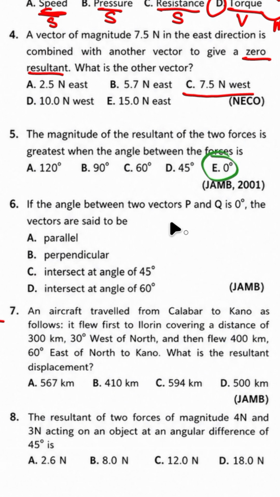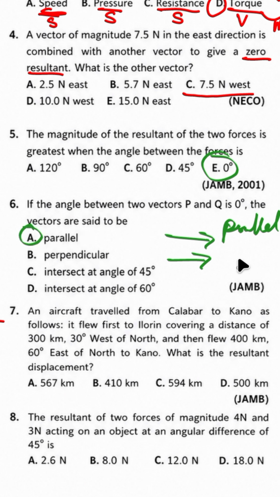If the angle between two vectors P and Q is 0 degrees, the vectors are said to be... Now, because the angle between them is 0 degrees, like what I just discussed, one is like this, the other one is like this. That means they are parallel. They are parallel, they do not intersect. So it will have a very high effect, a high resultant, or you can say the resultant will be the greatest. So the answer to that question is parallel.